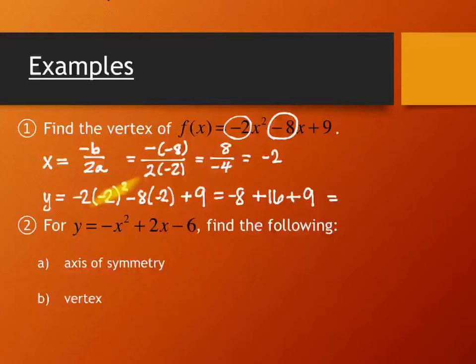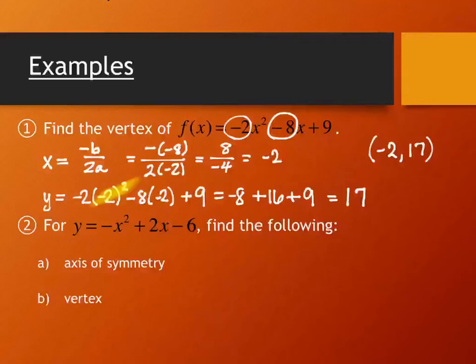So either in your head, on your paper, in a calculator, what is negative 8 plus 16 plus 9? What do we get? 17? Okay. Is that right? Okay, so our vertex is an ordered pair. It's negative 2, 17. Okay?